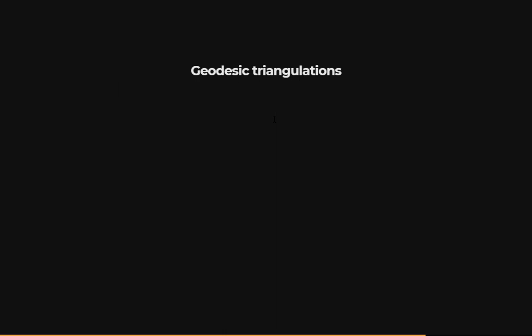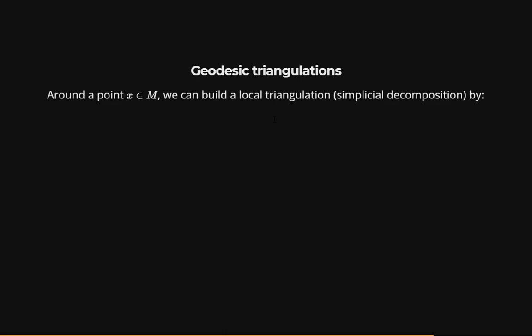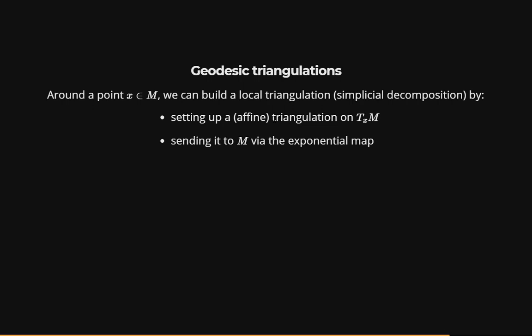Now, another thing you can do is the following. You build around each point a local triangulation. So it will be a simplicial decomposition, actually. But in this case, it's usually called triangulation. I don't know why. You triangulate the tangent space, so a fine triangulation. So you decompose a neighborhood of the origin of your tangent space in a simplicial way, so in union of simplexes. And then you send everything on M via the exponential map.